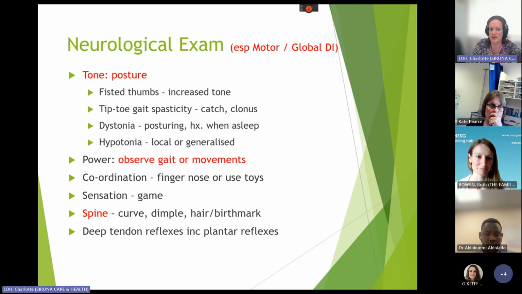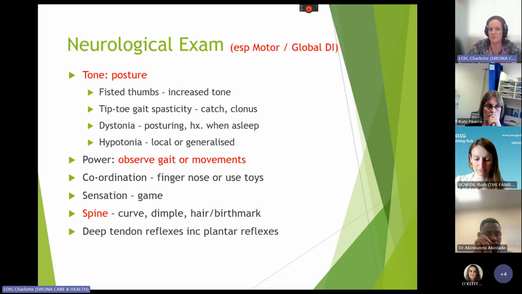So a neurological examination may sound a bit scary, but essentially you want to just take an eyeball look at them, think about what their tone's like, what is their posture, does the posture look normal, or have they got any of these signs that something else is going on? Look at what their gait is like or their movement. Does this look normal, or is there something else going on?